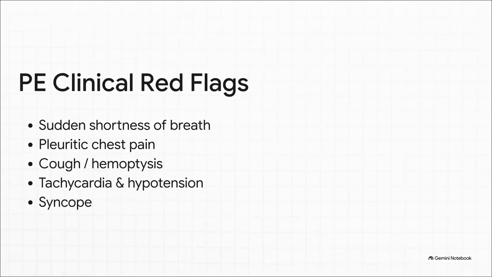Notice how these specific hallmarks should instantly trigger suspicion of a PE, even before any imaging is ordered. We are looking out for sudden onset shortness of breath, pleuritic chest pain, which is that sharp, stabbing pain when they try to take a breath, a sudden cough, or even hemoptysis, where they are coughing up blood. Crucially, pay close attention to the vitals. Unexplained tachycardia, severe hypotension or syncope, which is fainting. These vital signs absolutely scream that the right heart is failing to push blood forward.